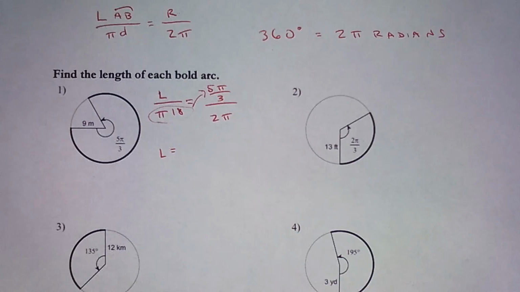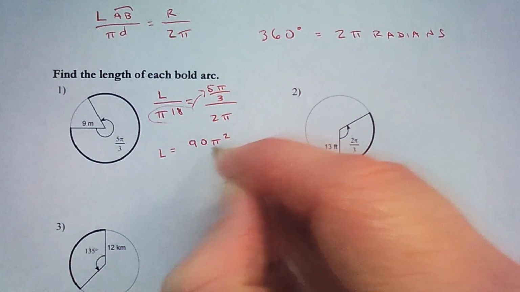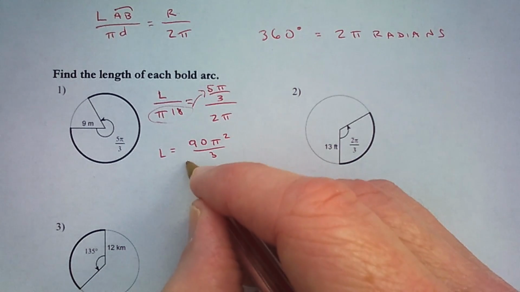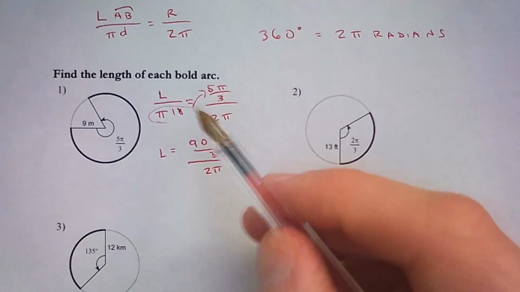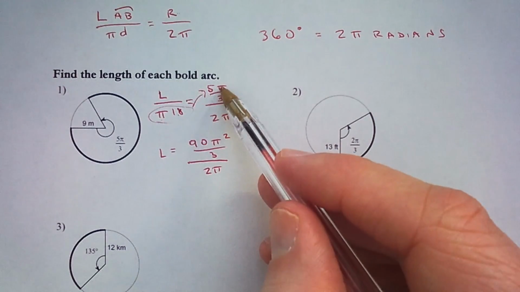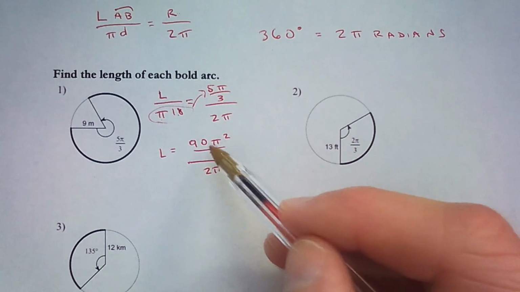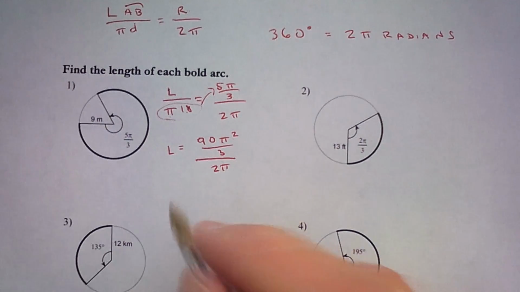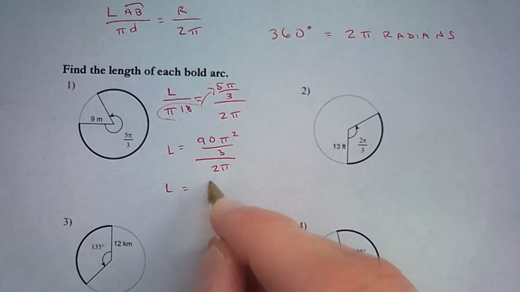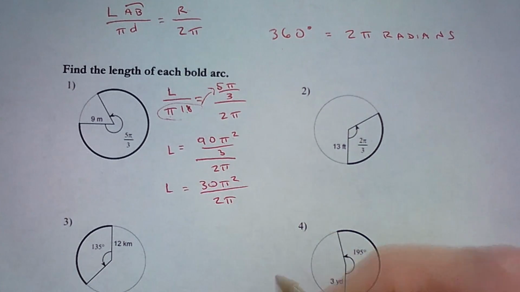5 times 18 is 90. So we've got 90, and then pi times pi is pi squared over 3, all over 2 pi. I did 18 times 5 and pi times pi. So I've got 90 pi squared over 3 all over 2 pi. Now 90 is divisible by 3, so I'm going to divide that by 3 and I get 30. So the length is 30 pi squared over 2 pi.